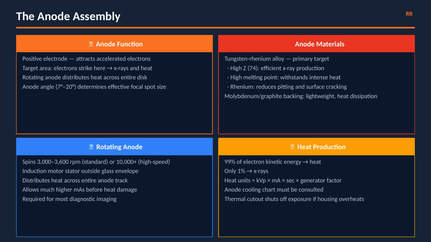An anode angle, typically 7 to 17 degrees in diagnostic tubes. The angle determines effective focal spot size. We'll cover that relationship in Lesson 4.